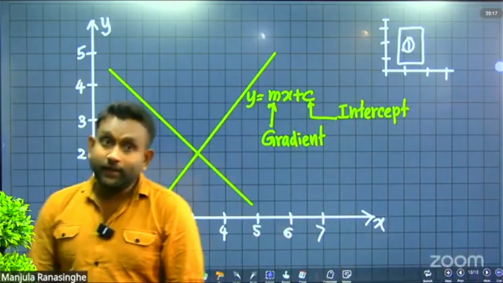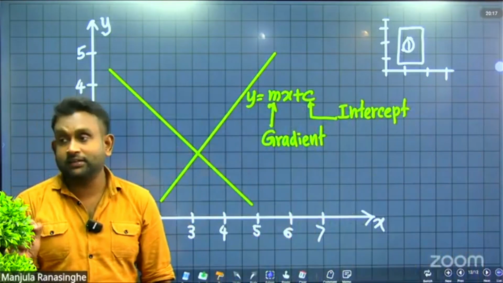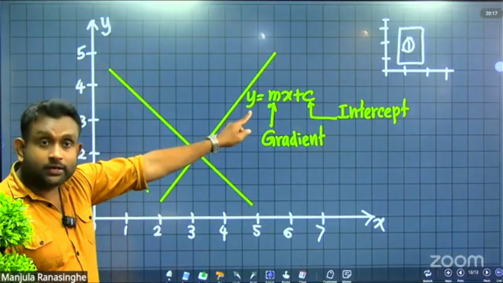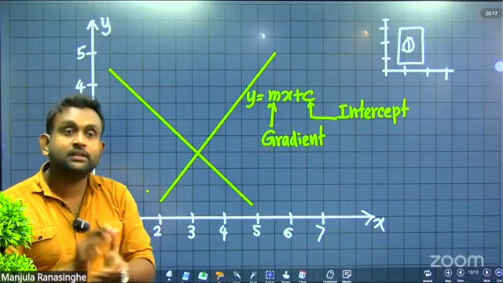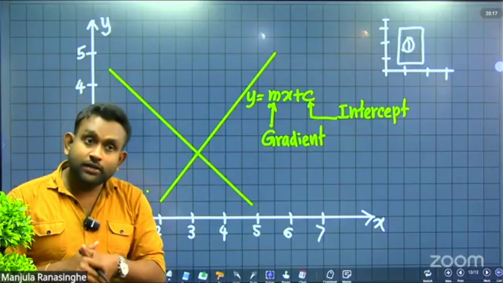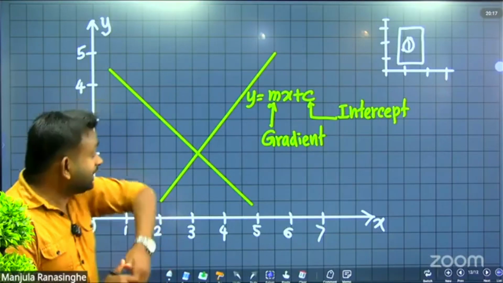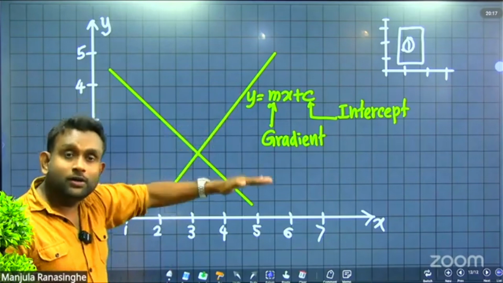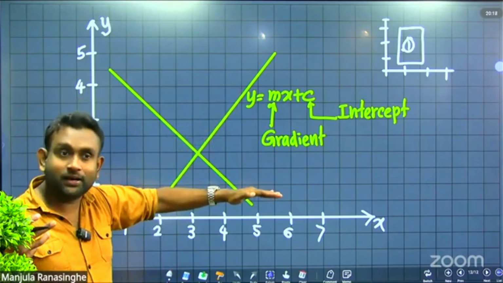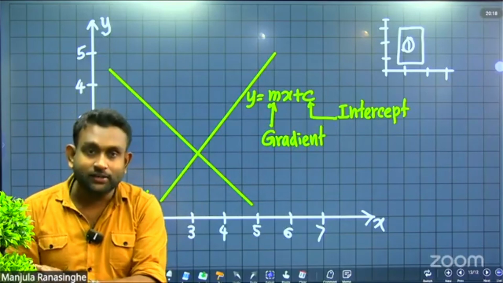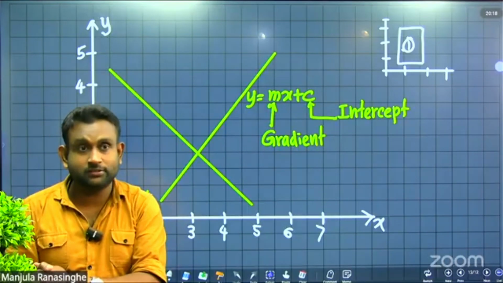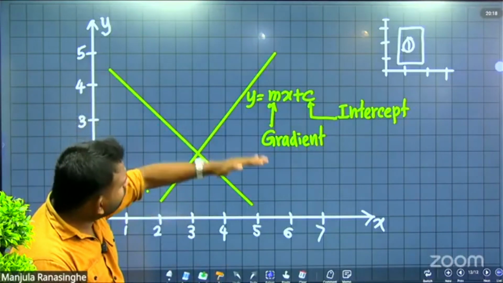Okay, the gradient is mostly asked in the exams. So first take the idea of the gradient. The gradient of a graph is like the inclination of the graph with the x-axis. Just take that idea, but actually not the inclination itself. We take the tan value of that angle with the x-axis. Okay, but take that with the x-axis.